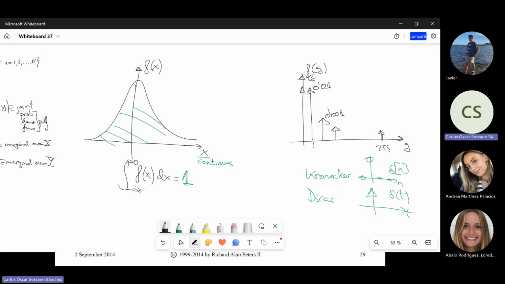This is the area, but what is the meaning of the area in the context of probability density functions? Here 0.01 is the probability of the random variable taking the value 1. Good. What about this one?